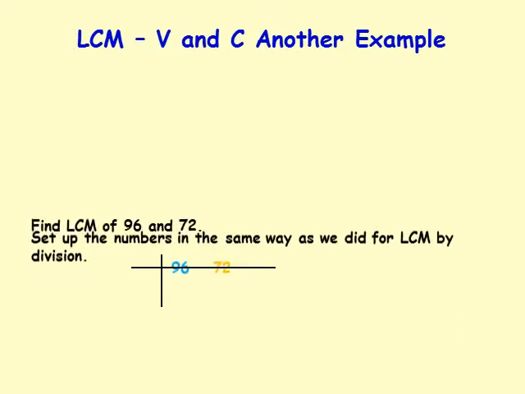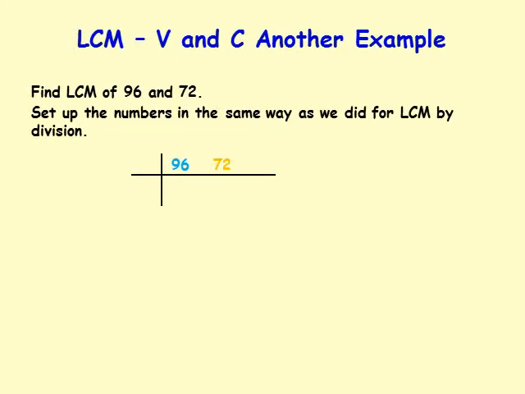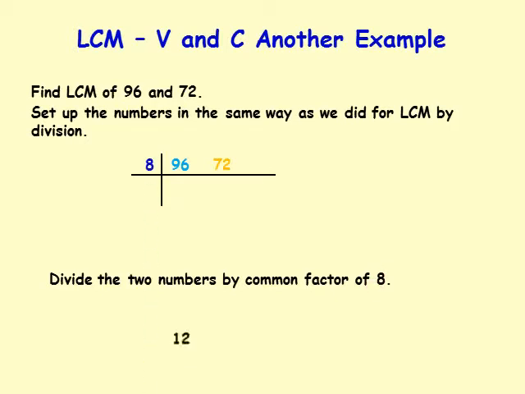Let's do another example. This time we'll do 96 and 72. Find LCM of 96 and 72. Set up the numbers the same way as we did before. Let's divide the two numbers by common factors. These two have a common factor of 8. So we divide by 8. 96 divided by 8 is 12. 72 divided by 8 is 9.